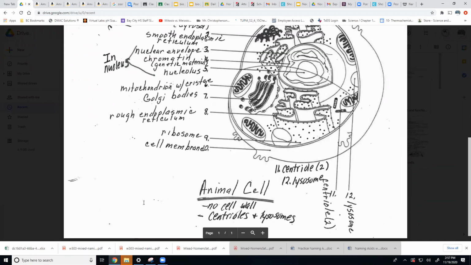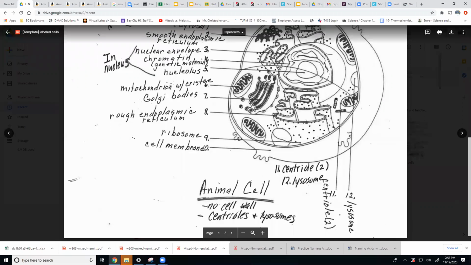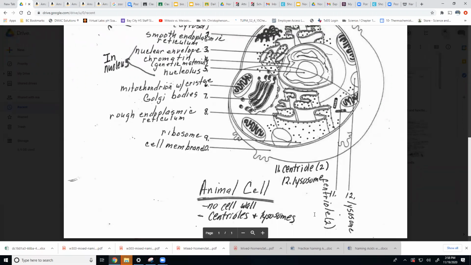So besides the animal cell not having a cell wall, they have centrioles, which look like little pieces of wood, and they come in pairs. And then they also have lysosomes that have the digestive juices that break down used parts of the cell. It's very rare for plants to have lysosomes.